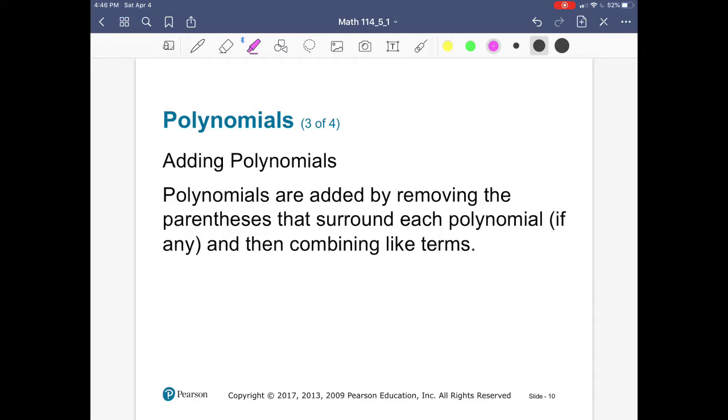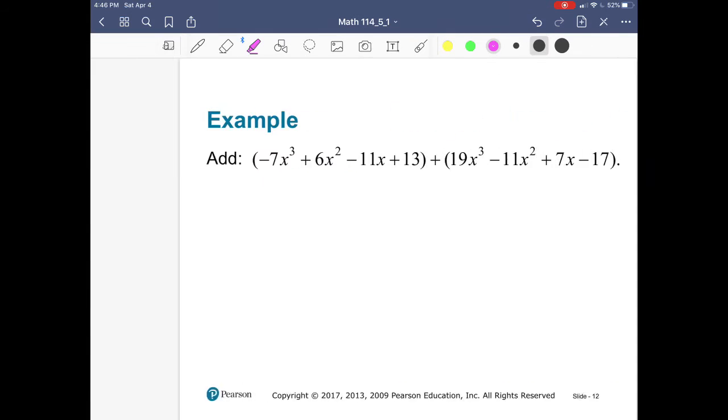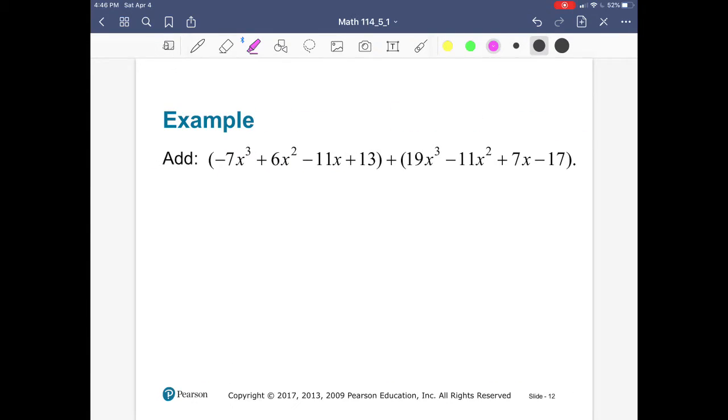Adding and subtracting. Polynomials are added by removing the parentheses that surround each polynomial, if any, and then combining like terms. Like this. This is a bit too much, but this is the correct way. Like terms are terms containing exactly the same variable to the same power. So this is x squared, this is x squared. They're considered like terms, so you can combine them, adding them together, or subtracting them if needed. And then that becomes 10x squared.